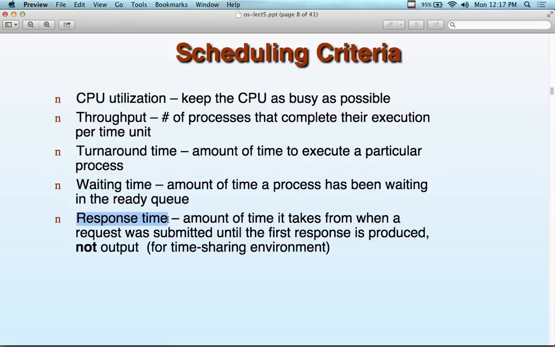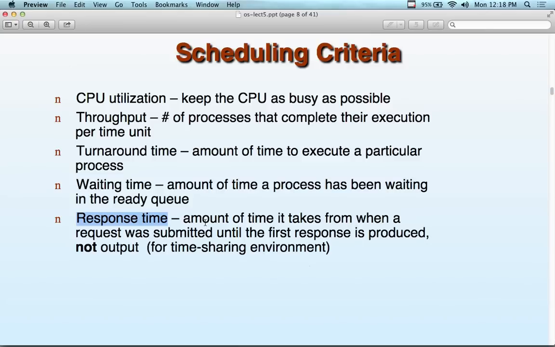And then response time, well, that's the amount of time it takes from when a request was submitted until the first response is produced. Not output. This is for time-sharing environments. If we don't have a time-sharing environment, we have serial processing. Process comes in, whoop, it runs. Process comes in, whoop, it runs. But if we have five processes and you're number six, there's a time in which you haven't entered into the queue yet. You haven't started the process yet. That's your response time. It's how long it took before the dispatcher figured out that you were there waiting.